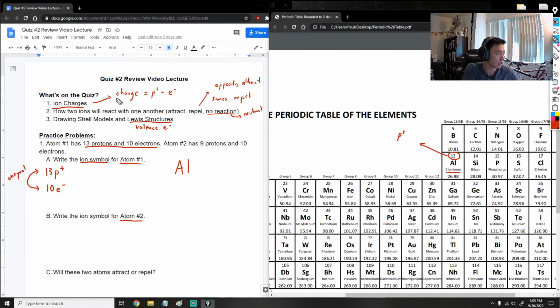So what we're going to do is we're going to use this formula up here. So we're going to write charge is equal to the protons. We have 13 protons minus the electrons, and we have 10 electrons. So you guys can do 13 minus 10. 13 minus 10 is going to be 3, and it's a positive number. So that means the charge is going to be 3 plus. So our first atom, atom number 1, is going to be Al 3+. That's going to be the answer to that part right there.